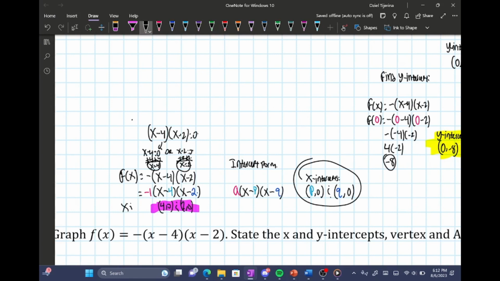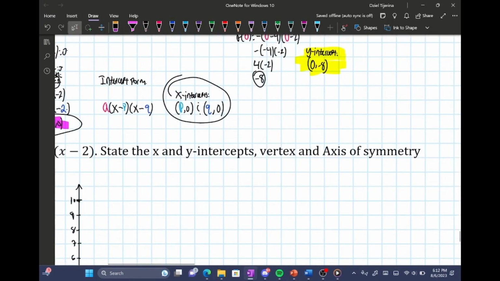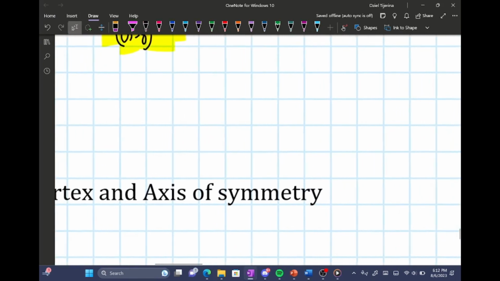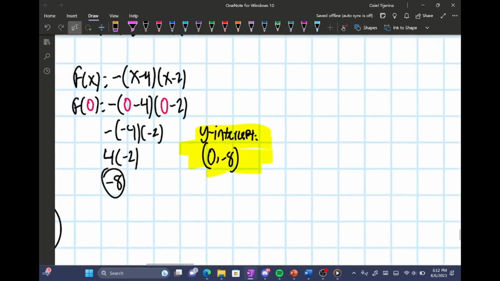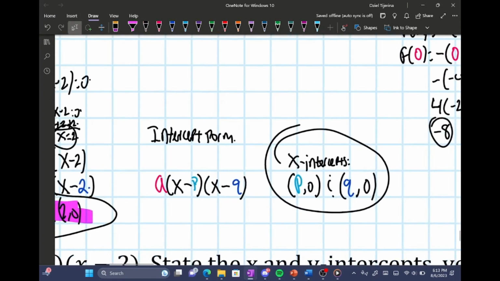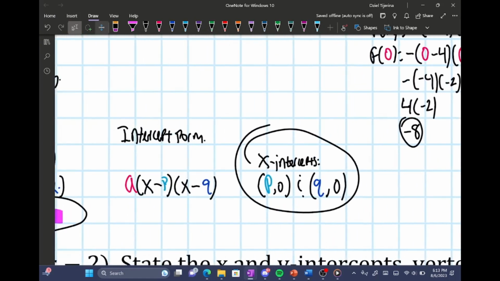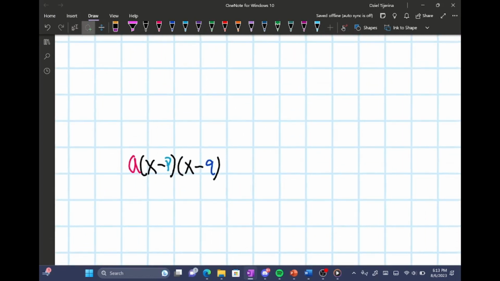These are my x-intercepts. Now, to find the axis of symmetry and the vertex, we know that when we are given this form, and I'm just going to copy this and paste it, our axis of symmetry for this problem is going to be x equals p plus q all over 2.